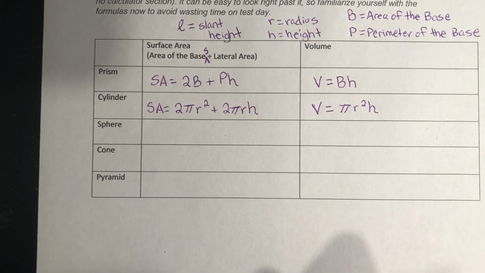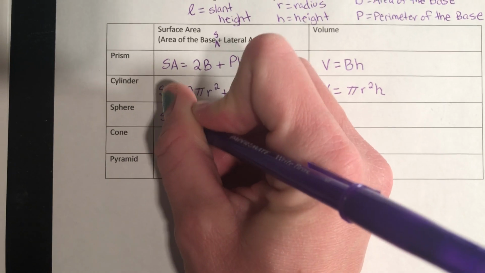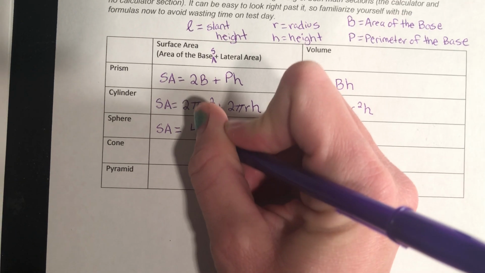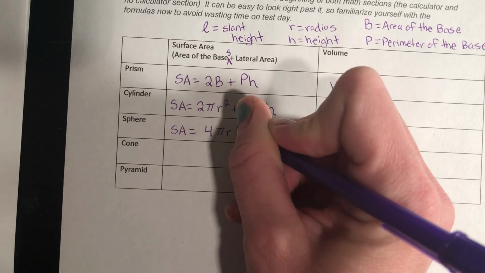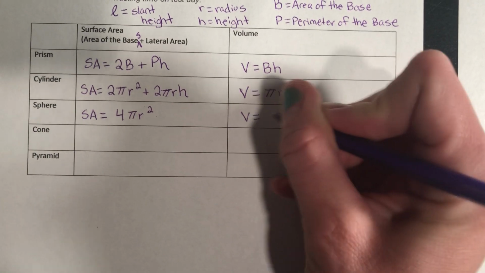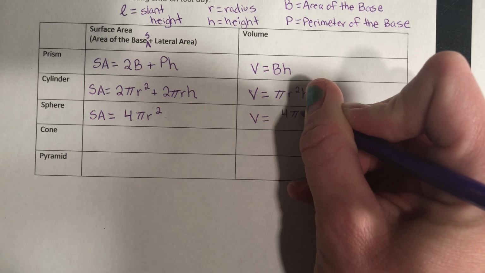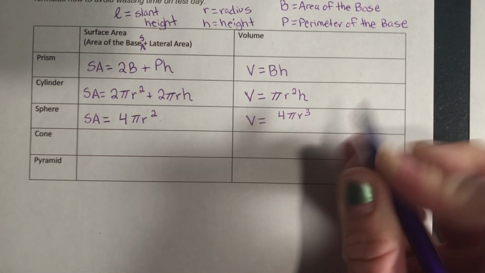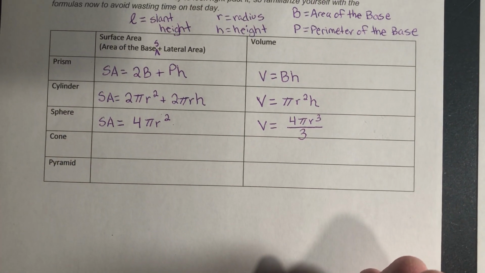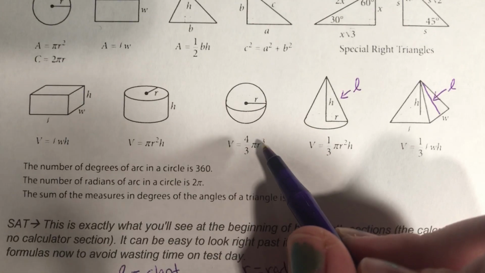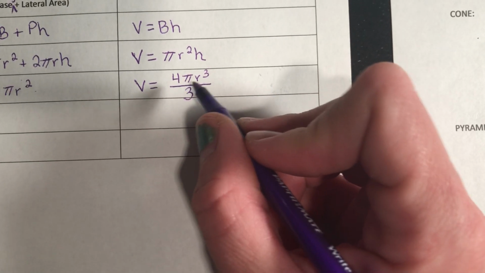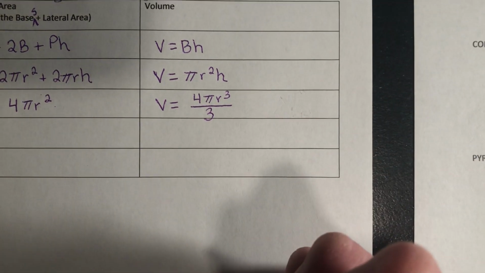All right, moving on to spheres. Surface area of a sphere, and there really is only surface area of a sphere. There is no lateral area. 4 multiplied by pi r squared. Volume of a sphere, 4 pi r cubed. That is a 3 right there. And the whole thing is divided by 3. This is another formula you'll see up here as well. This one is 4/3 times pi r cubed. Same thing as 4 pi r cubed divided by 3.